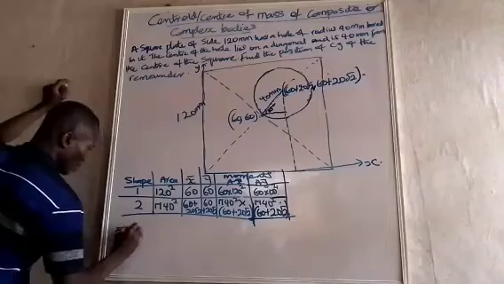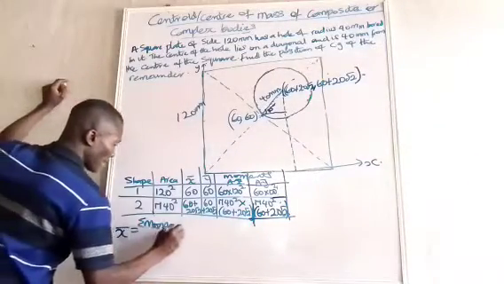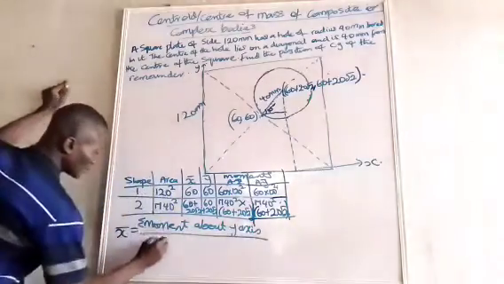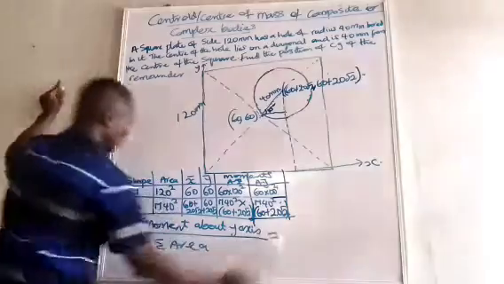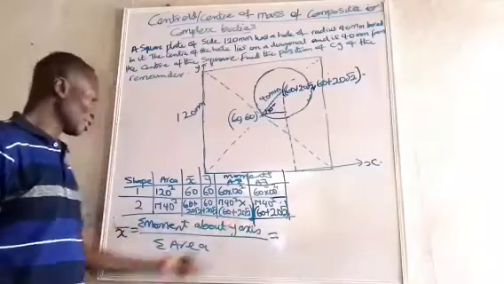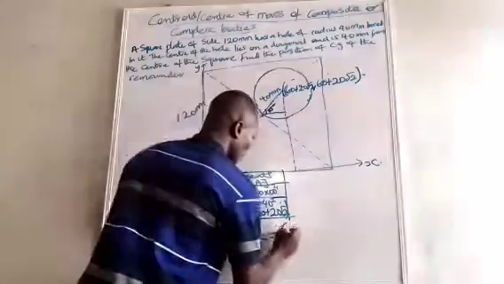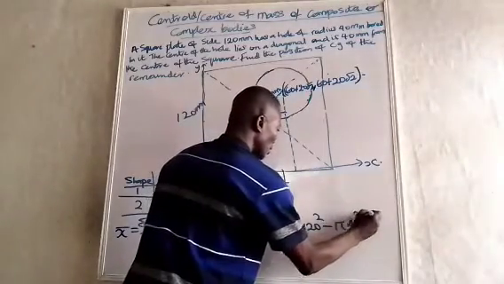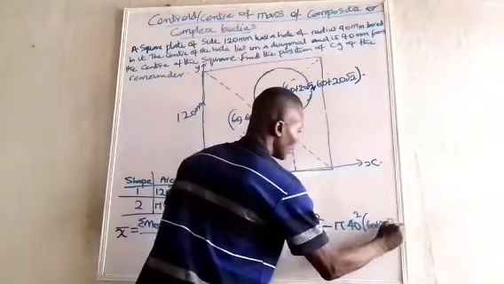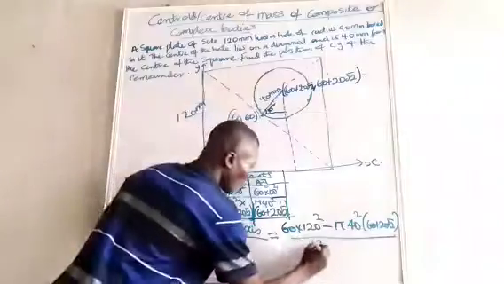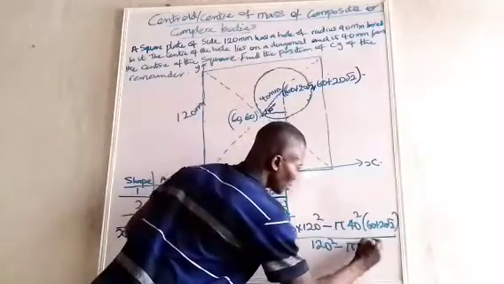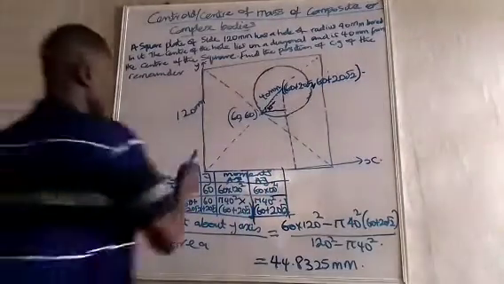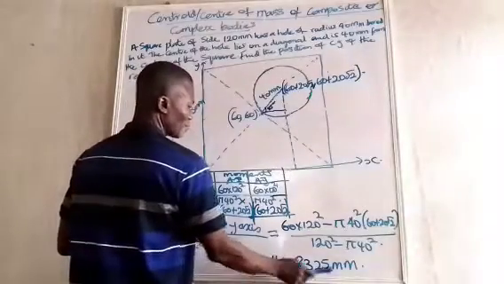For x, it's going to be the total moment about the y-axis over total area. It's going to be this one minus this one over this one minus this one. So you are going to have 60 times 120 squared minus pi 40 squared into 60 plus 20 root 2, divided by 120 squared minus pi 40 squared. Since I'm using a calculator, I have no headache. Let's use it straight. So our x is 44.8325 millimeters.